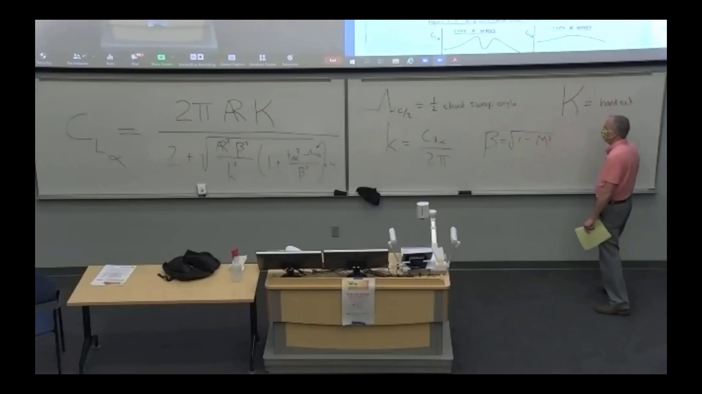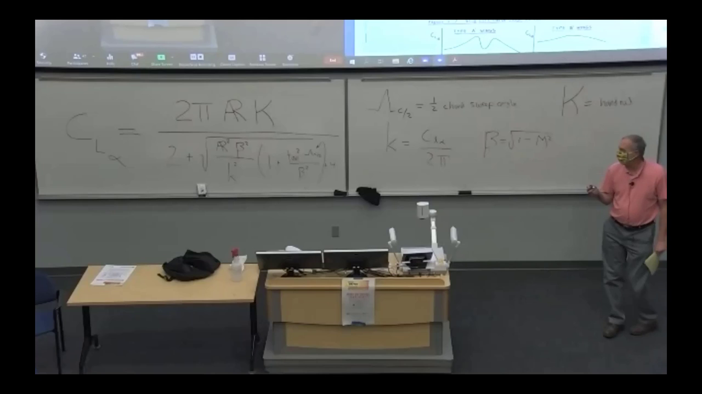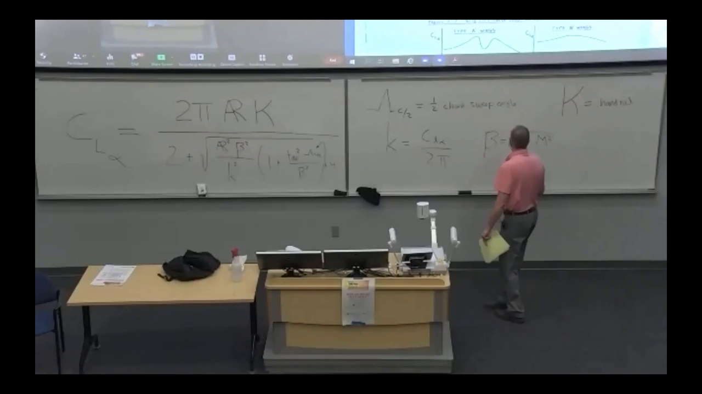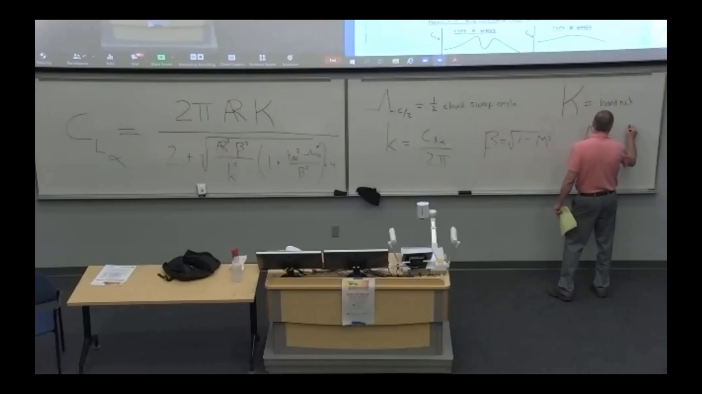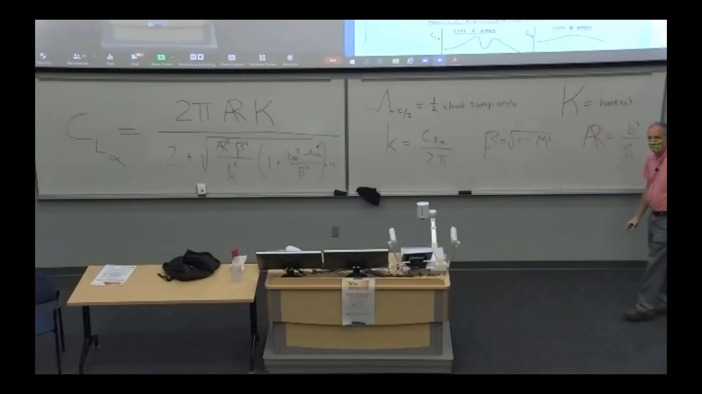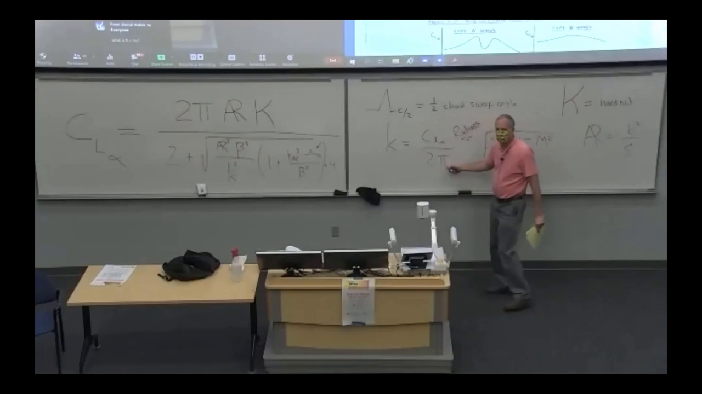And there's two different formulas. One is for an aspect ratio less than 4, and one's for an aspect ratio greater than 4. So you have to calculate the aspect ratio, which remember is B squared over S, where S is the wing area, and B is the wingspan. Oh, and this has to be in radians here, obviously, because 2 pi is in radians.